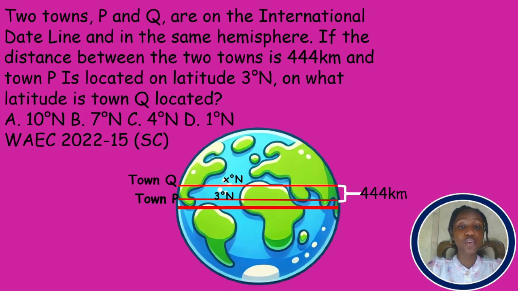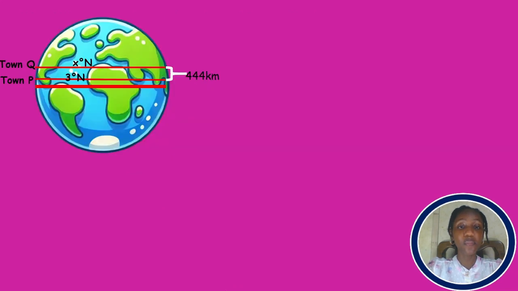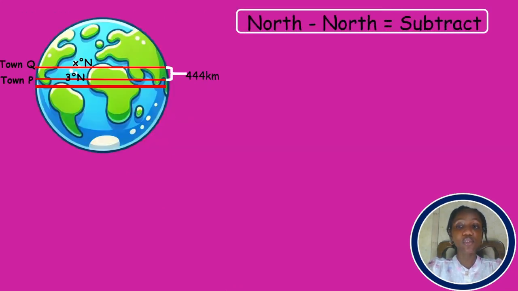As stated in the question, both town Q and P have their latitudes in the same hemisphere. That is the northern hemisphere. So since both of them are in the north, the principle guiding this will be subtraction. So we can say that x degrees north minus 3 degrees north is equal to 444 kilometers. I'm assuming that x is greater than 3 degrees, but if the reverse is the case, the value is still going to be the same. It's just that it's going to come out with a negative answer.